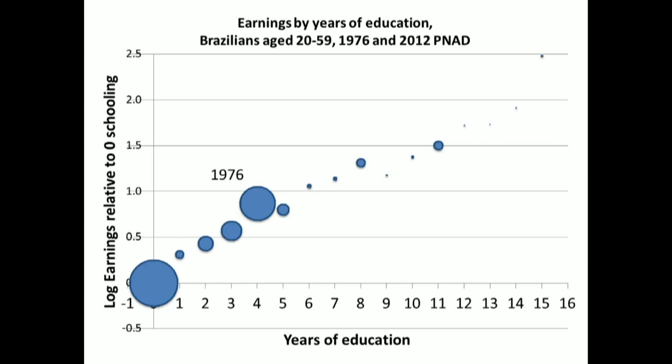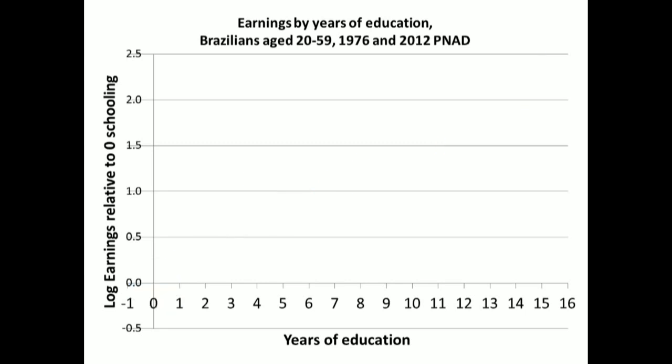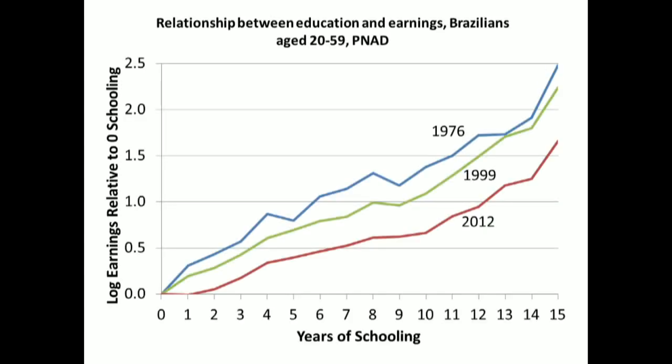Oh, my bubbles. I wanted to do my bubbles because that's the one I want to end on. So what you miss with this is where is the distribution of education? Where are people? And basically, there's hardly anybody up here. And you tend to just sort of focus on the returns.